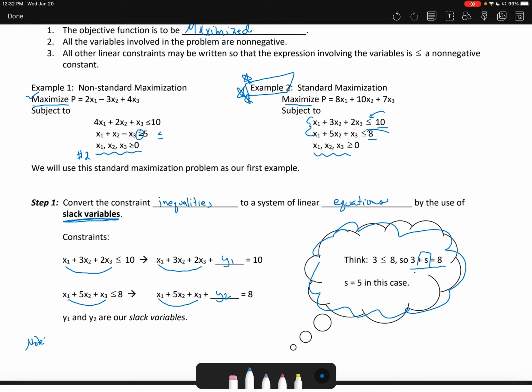Just as a note, sometimes you don't have x1, x2, x3. Sometimes you'll see these in some examples, like if you're using x, y, and z, that's used a lot also, then a lot of times your slack variables end up being u, v, and w. It just depends on the video you're watching or the text that you're using. So usually if you're using the x's with the subscripts, then you use y's with subscripts for slacks. If you use x, y, and z for your regular variables, then u, v, and w end up being your slacks.